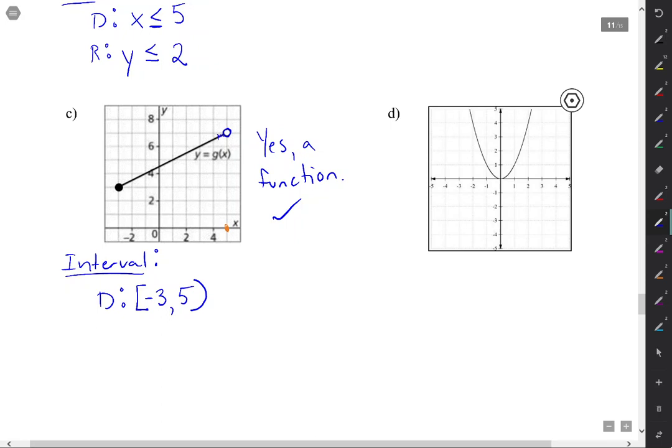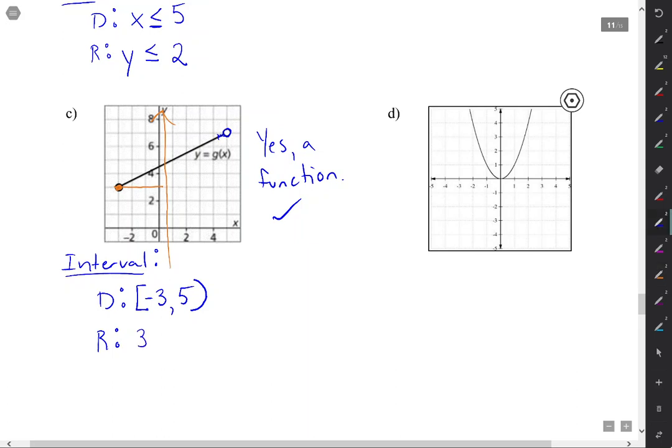And now let's look at the range. For range, we're going to scan the graph from the bottom to the top. So if we're taking our eyes and looking up at the graph from the bottom to the top, when is the first time we see the graph? Well, that would be at this point. And what is that y value? That is 3.